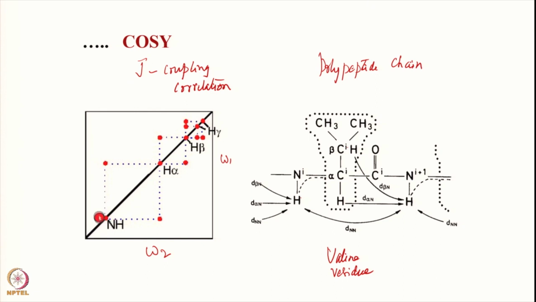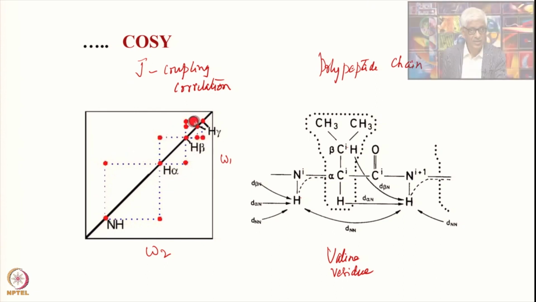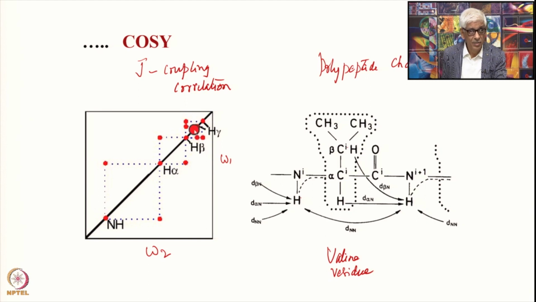So you have NH to the alpha, alpha to the beta, beta to the 2 gammas. Notice there is no gamma-gamma coupling. Gamma-gamma coupling is a 4 bond coupling, that coupling is very small, therefore you do not see it. So this is typically the kind of structure you will have in a low resolution spectrum. You will have a pattern like this.